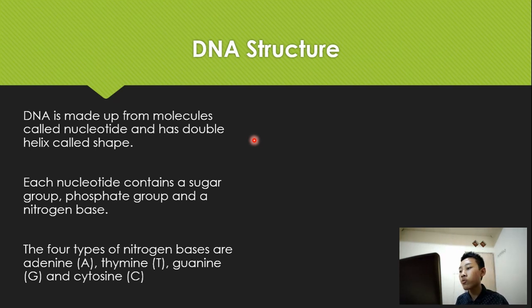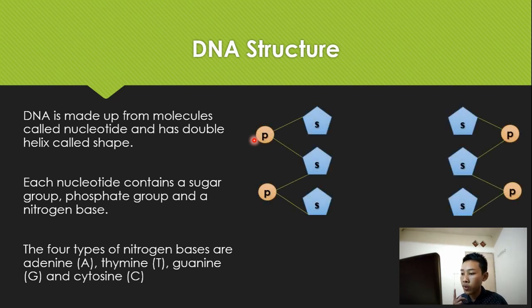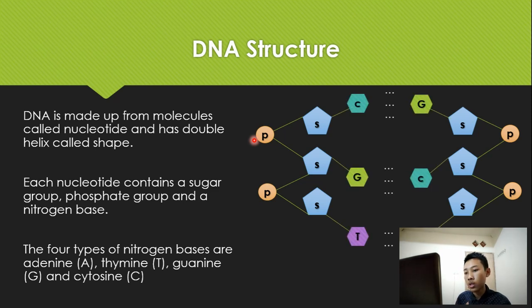Now the structure of DNA. DNA is made up of molecules called nucleotides and has a double helix shape. Each nucleotide contains a sugar group, a phosphate group, and a nitrogen base. The nitrogen bases in DNA are guanine, thymine, cytosine, and adenine. Just for information, in DNA, guanine always pairs with cytosine, thymine pairs with adenine, and the reverse, adenine pairs with thymine, cytosine pairs with guanine, just like that.